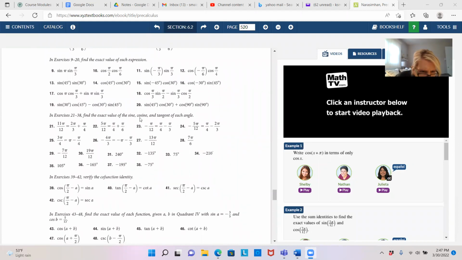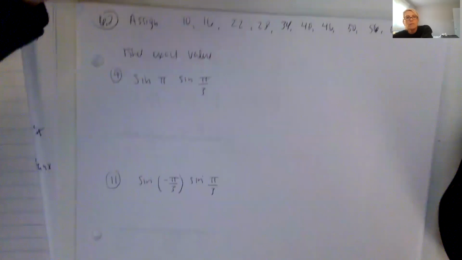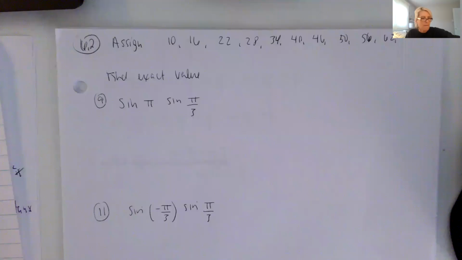So question number 9 says, find the exact value of each expression. So 9, 11, 15, and 17 are all in this find the exact expression piece. So I'm going to go ahead and show you my paper for that. Let's start with number 9 here.